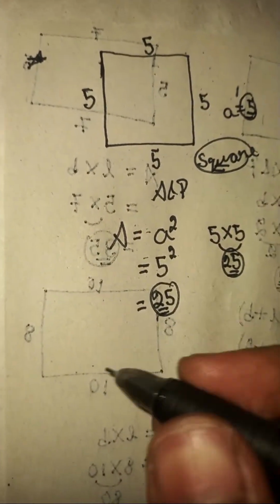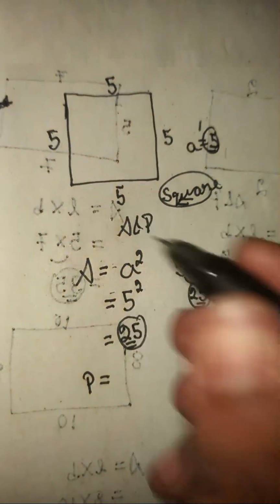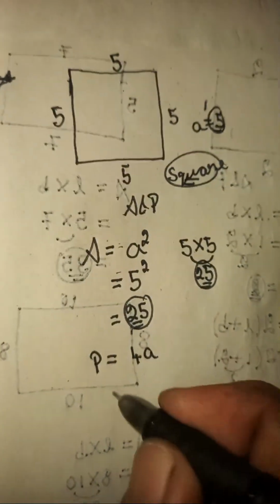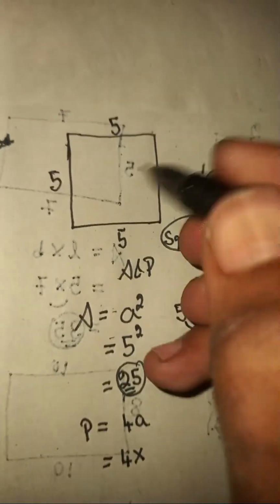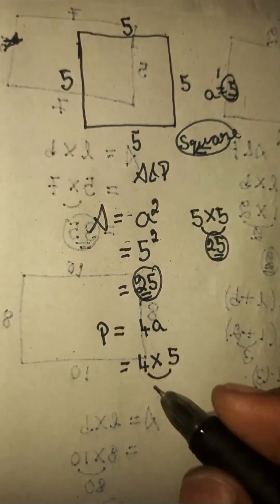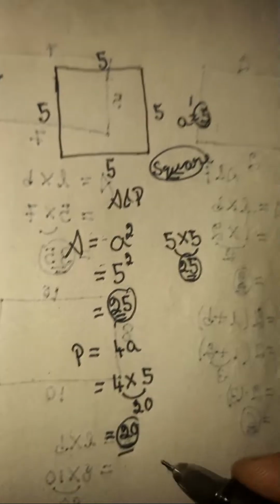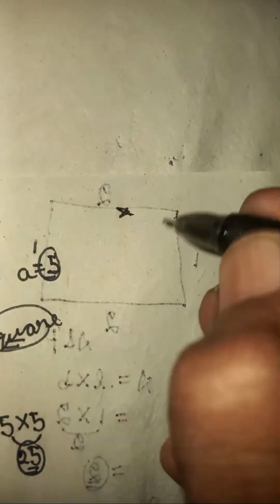And the perimeter is 4a, that is 4 times the side length, which is 5 units. 4 times 5 becomes 20. So perimeter is going to become 20 units. Let's do one more, last rectangle, to revise.